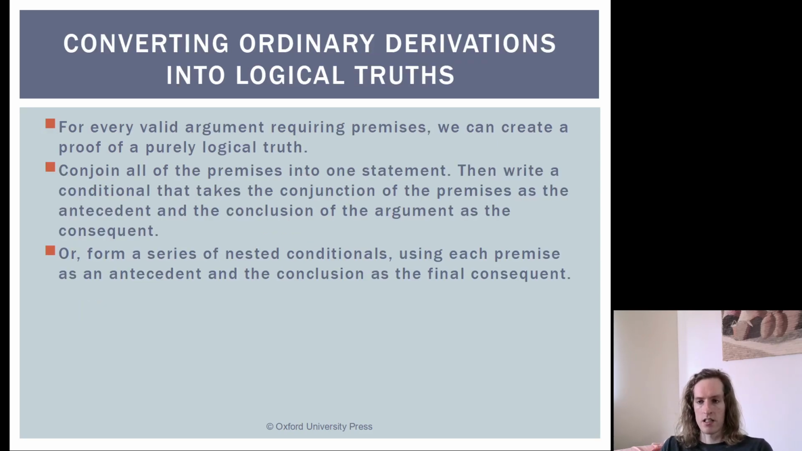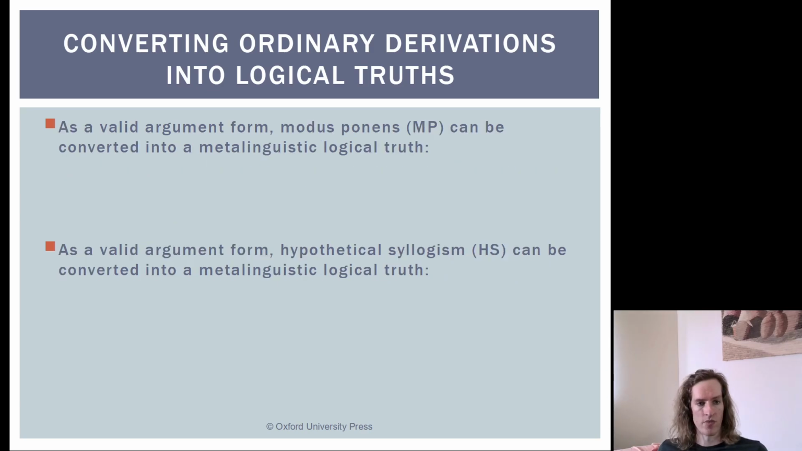All right, so next, converting ordinary derivations into logical truths. For every valid argument requiring premises, we can create a proof of a purely logical truth. So we can join all of the premises into one statement, then write a conditional that takes the conjunction of the premises as the antecedent and the conclusion of the argument as the consequent. Or we form a series of nested conditionals, using each premise as an antecedent and the conclusion as the final consequent. So, for example, modus ponens, as a valid argument form, can be converted into a metalinguistic logical truth. And a lot of these logical truths are really just ways of showing that our rules of inference and so on are actually always true.